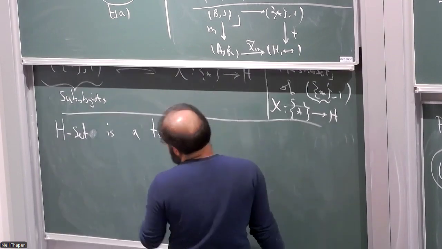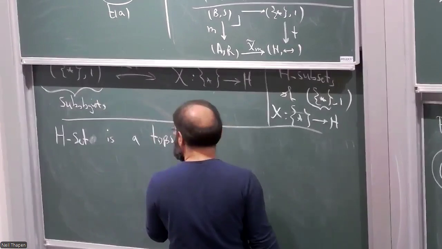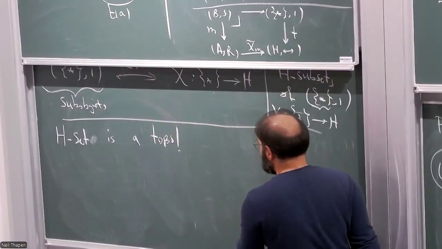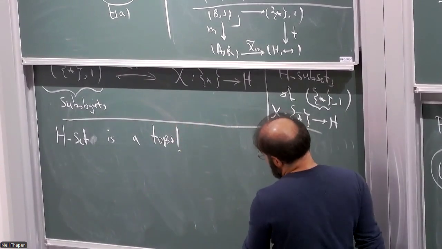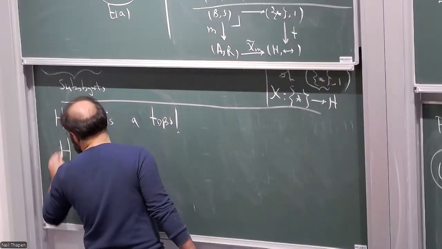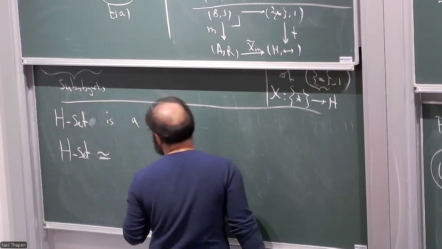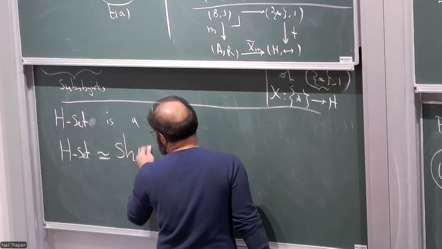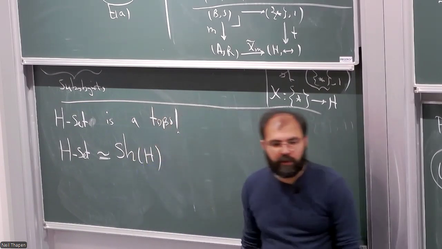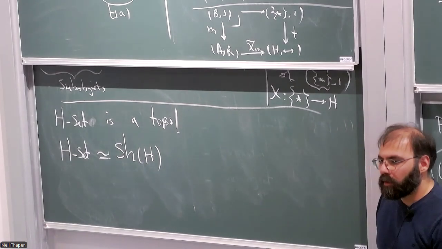Okay, the guy is a topos. But actually, that topos is equivalent to a topos that we have seen. So H set is actually a more logical way to explain the sheaves on H. These two are equivalent. So we are done for now with the proof of this.